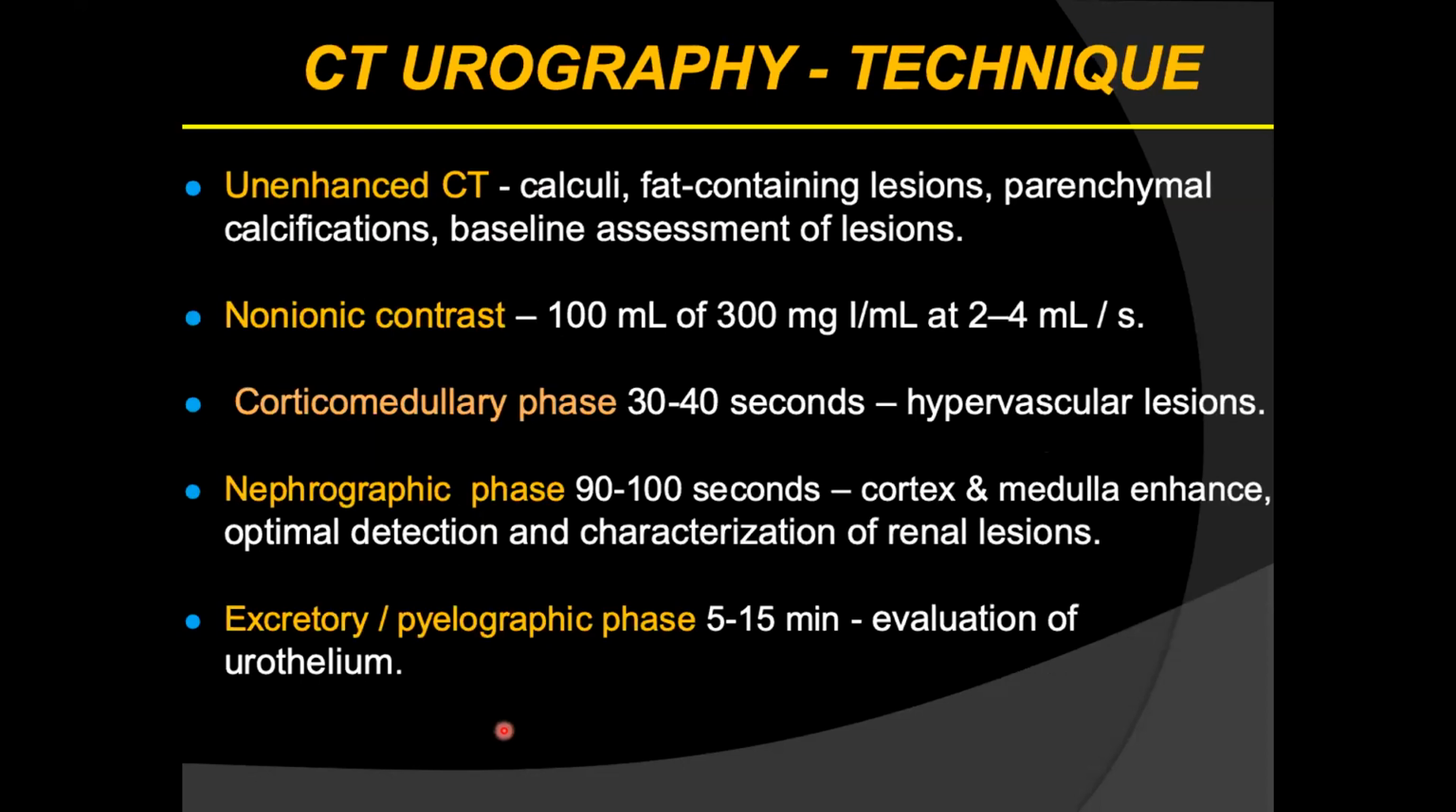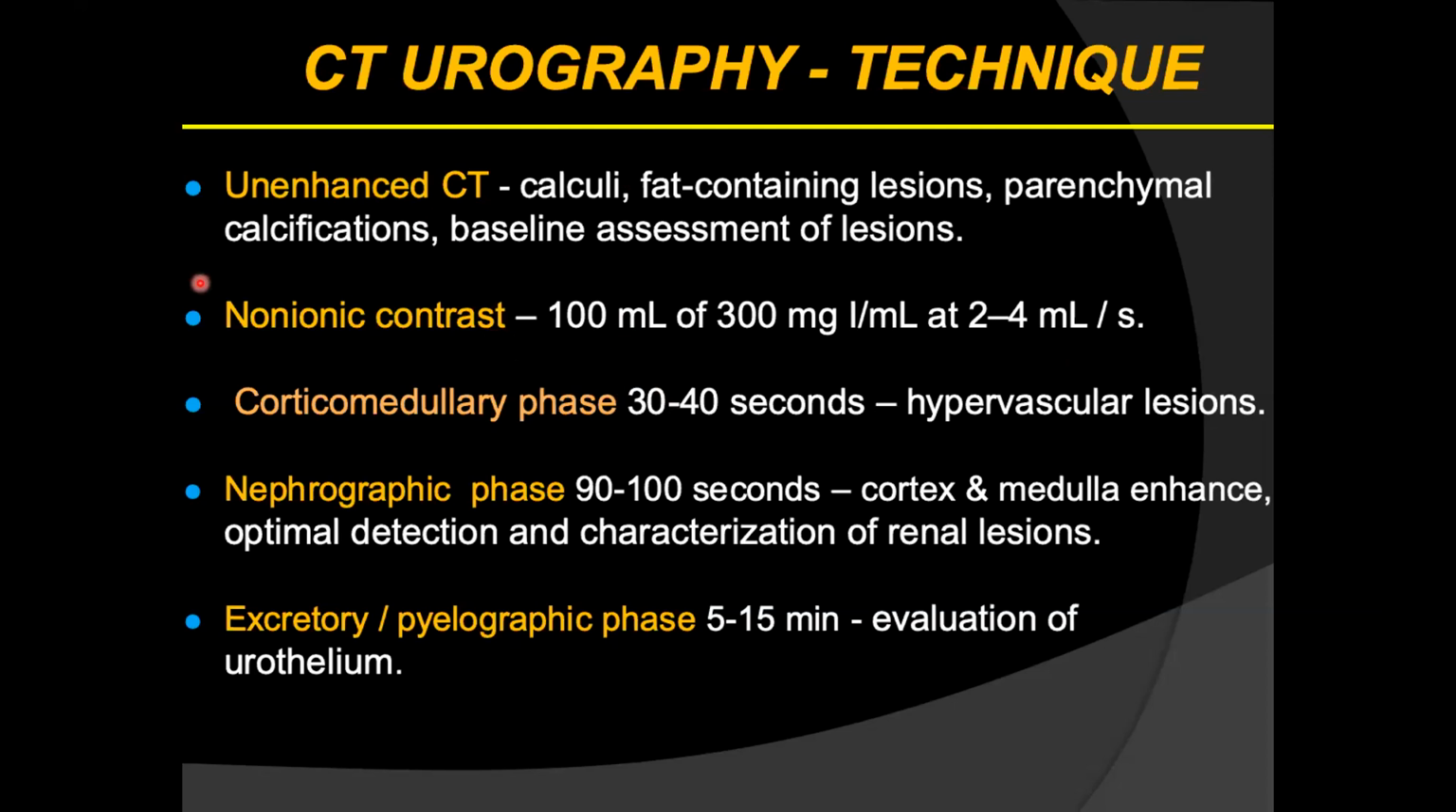Now, first, coming to the technique. As you know, technique is most important, because if you don't acquire a scan properly, you might miss picking up fine lesions. So the first thing that you do in CT urography is take an unenhanced plain CT scan. This helps us in detecting calculi, any fat-containing lesions, parenchymal calcifications, and also assesses the baseline of lesions. After taking a plain CT, we give non-ionic contrast, which is usually about 100 ml of 300 milligram iodine concentration contrast at about 2 to 4 milliliters per second.